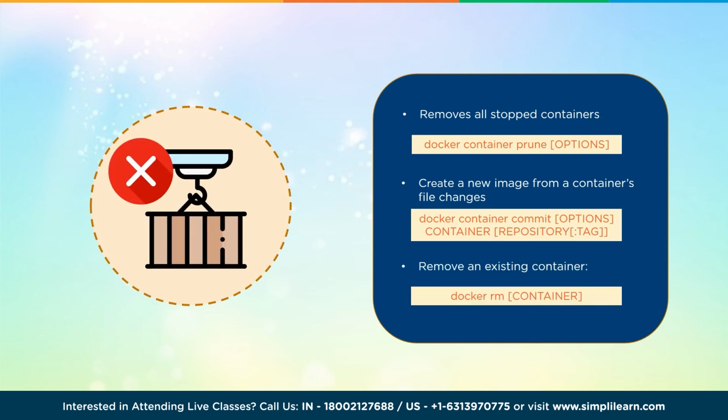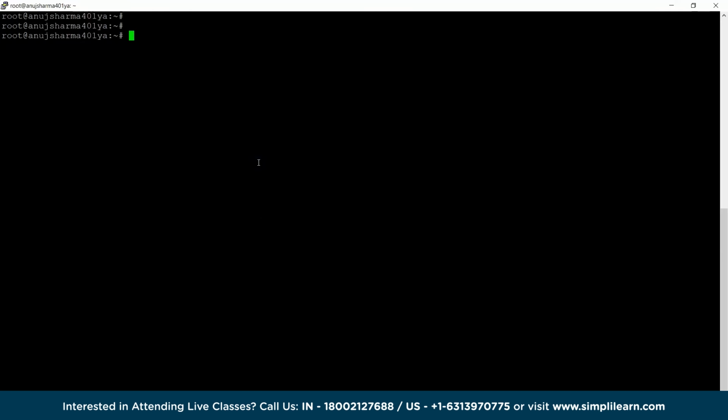And the last one is how we can remove an existing container. We can use the docker rm command, using which you can remove a particular container from your existing system. So the docker rm command is there, using which we can remove an existing container from your system. Now we are going to see how we can perform the various commands on the containers.